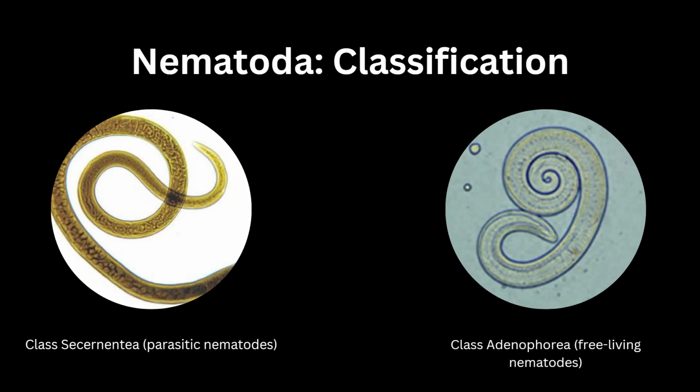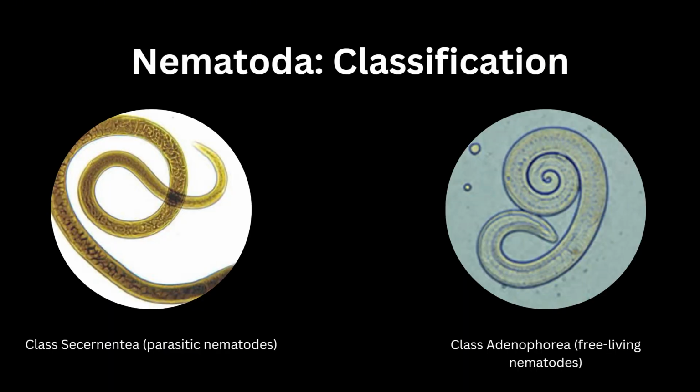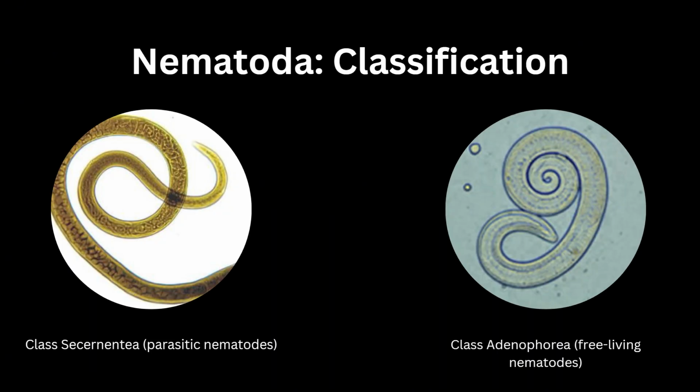Next one is Nematoda classification. The phylum Nematoda is divided into two major classes: class Secernentea, which includes parasitic nematodes such as Ascaris lumbricoides and filarial worms, and class Adenophorea, which consists mainly of free-living species like Caenorhabditis elegans, or as you can call it, C. elegans. C. elegans is an important model organism in genetics and developmental biology due to its simple body plan and well-mapped genome.